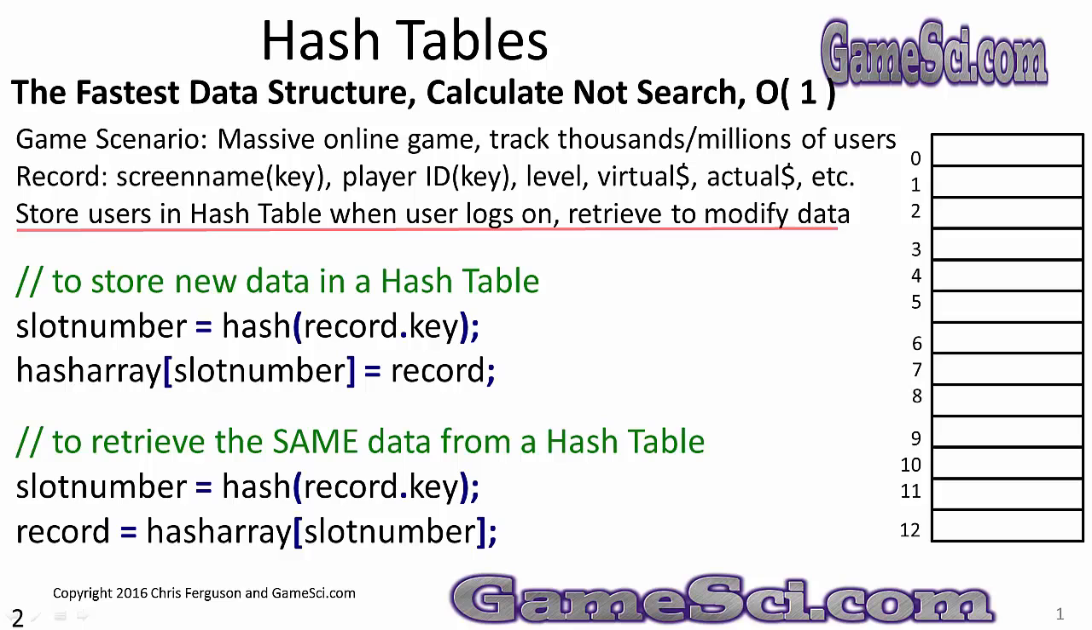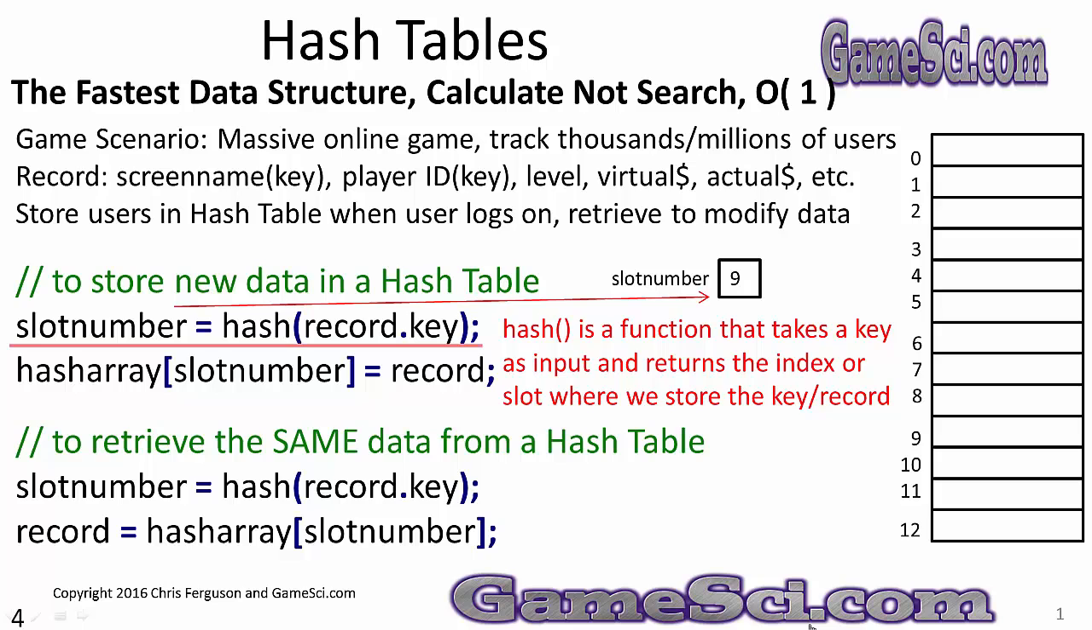If we're constantly hitting our database during the game, it's going to slow it down. So we're going to hit the database at the beginning when they log on, load all their information, and then internally keep track of that information in a hash table. When they log off or in periodic updates, we'll write the data back to the database. Let's look first at storing new data in a hash table.